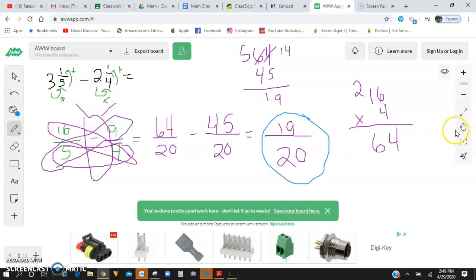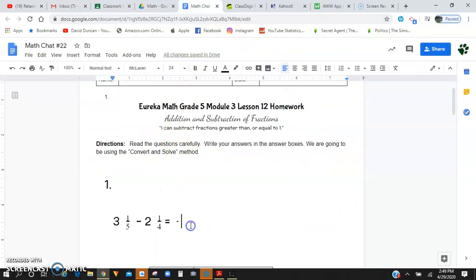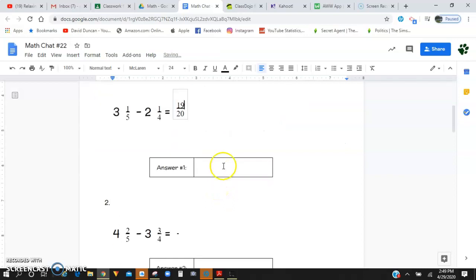Now I cannot reduce that because that is already in smallest form. There's no factor that can go into 20 that can also go into 19. So I'm going to put down my answer right here as 19. Oops. Let me see if I can get my cursor on the numerator. There we go. 19/20ths. So 19 over 20.